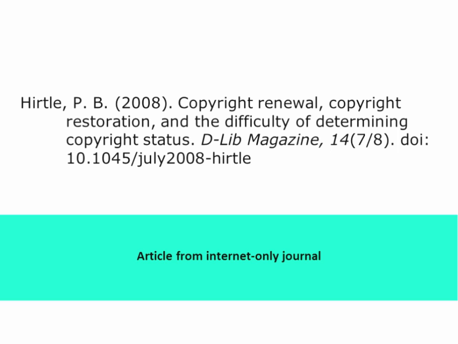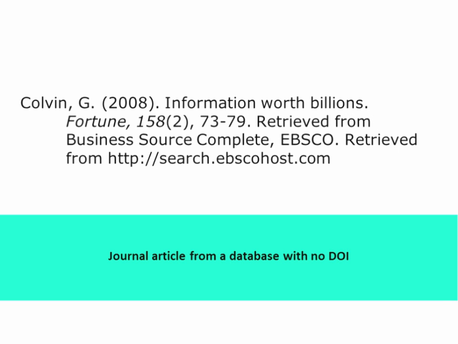So here I have an article from an internet-only journal. Looks very, very similar to the article from the peer-reviewed journal, the database, where we have the copyright, the capital, and then you have the magazine in italics, the issue, the number, DOI.